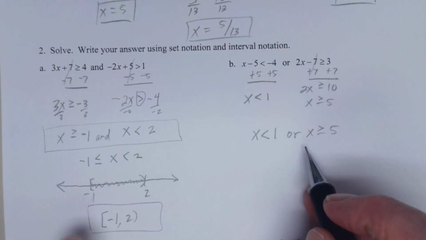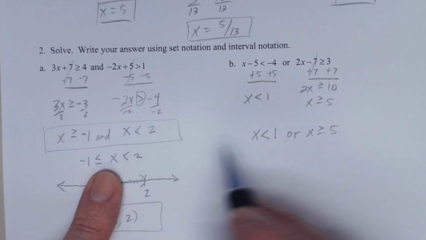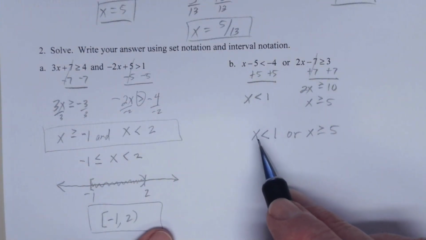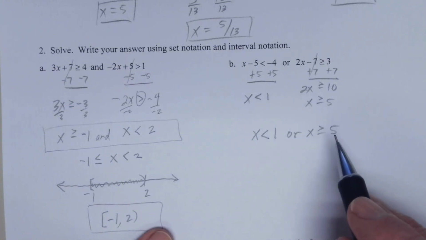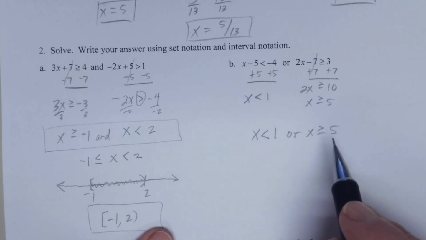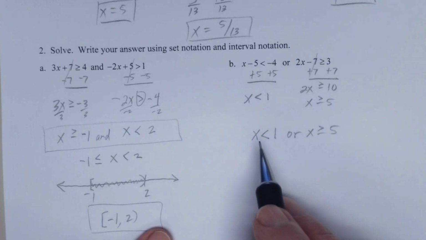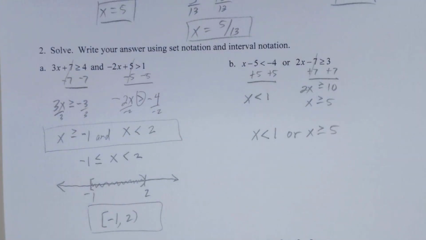With an or statement, you can't combine it together into one statement like we did here. The reason why is there is no number that's greater than 1 and also at the same time, less than 1, and also at the same time greater than 5. You're either less than 1 or you're greater than 5, but you can't be both.